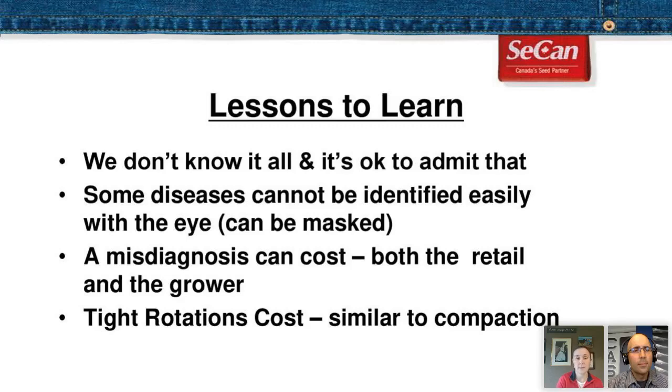It's a disease that may not necessarily be easily identified because it can be masked by other diseases, but the best takeaway is that a misdiagnosis can cost. So if you're a retailer, it will cost you. If it's the grower, it will cost. So understand if you do have cyst in the field, and understand that tight rotations cost.